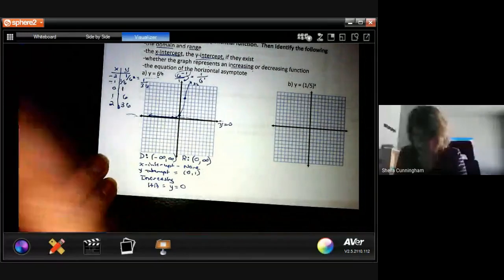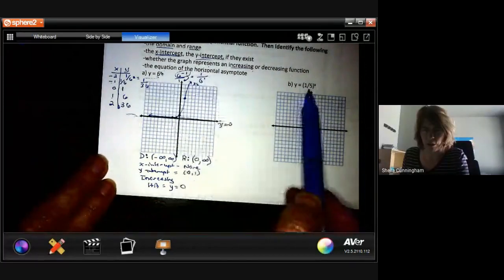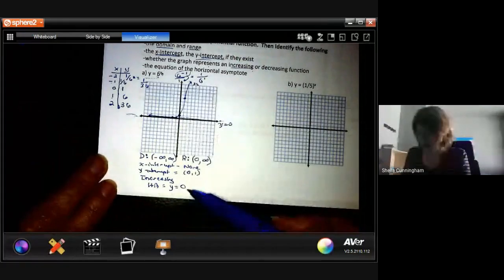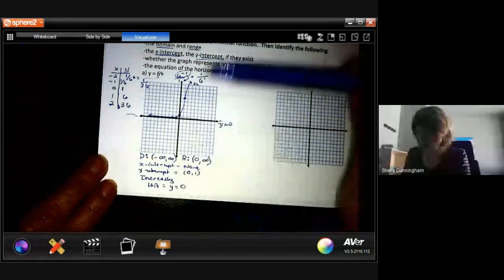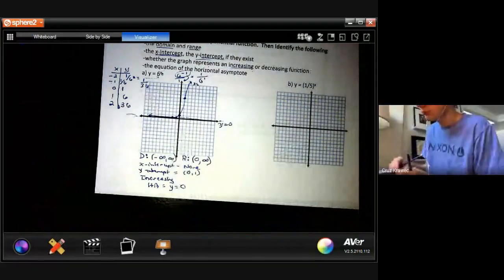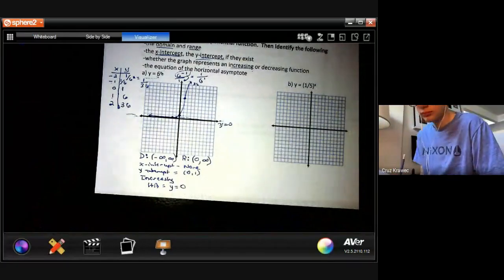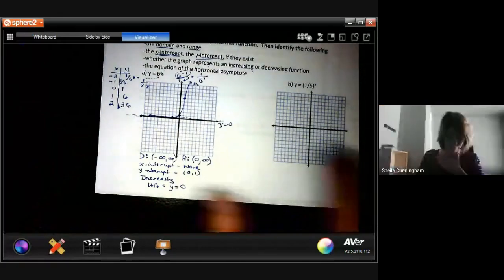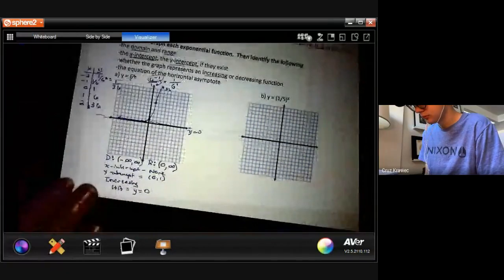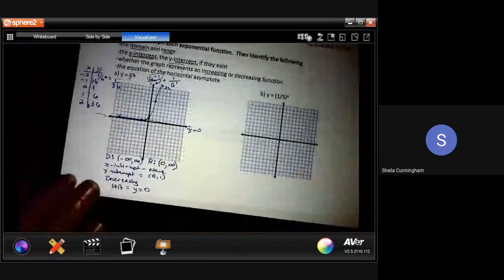And for the most part, for any of our basic functions that we're working with right now, where we're not applying any transformations, your horizontal asymptote will always be y is equal to 0 because we haven't shifted it up or down at all. So that will stay true. How does that feel? That makes sense? Okay, let's try the second one then.